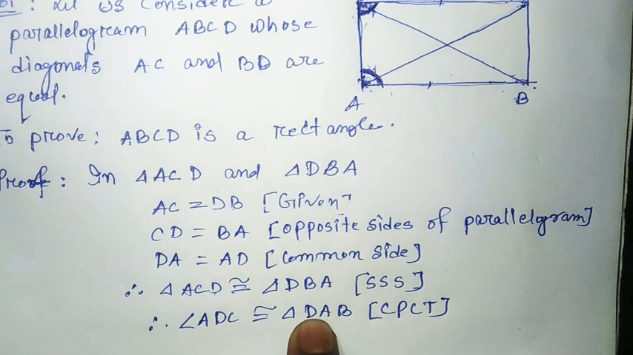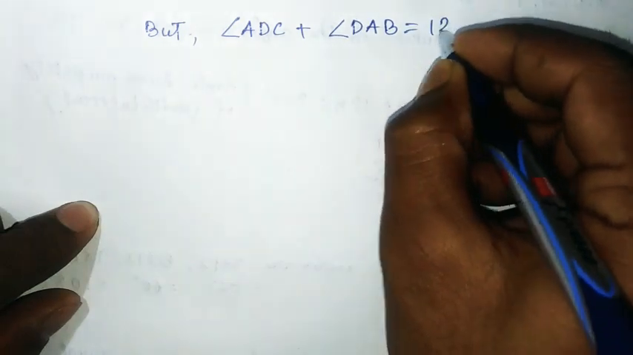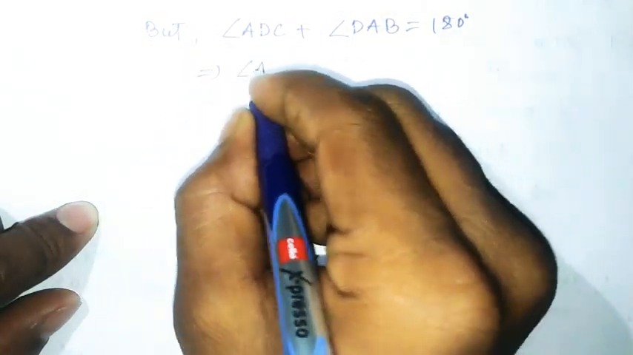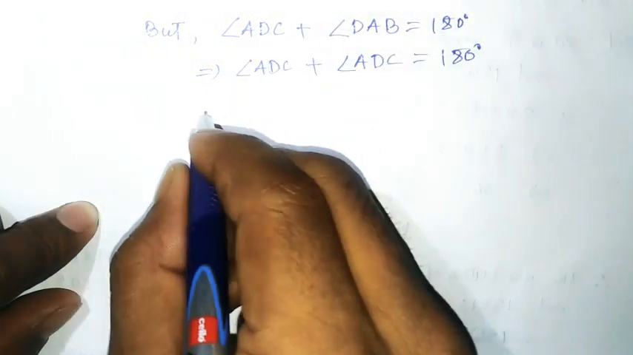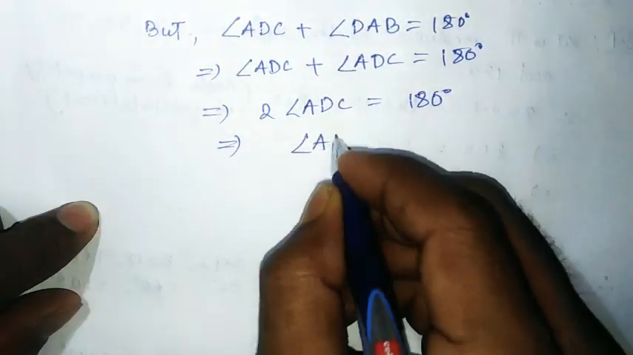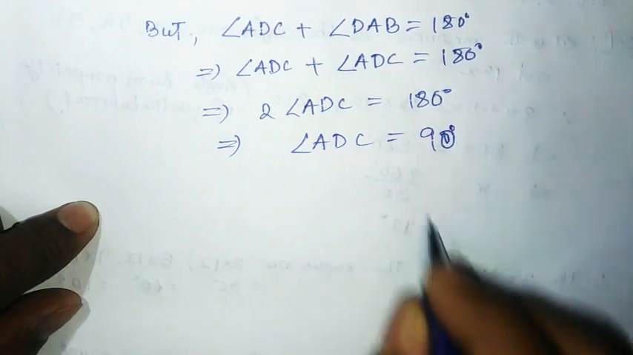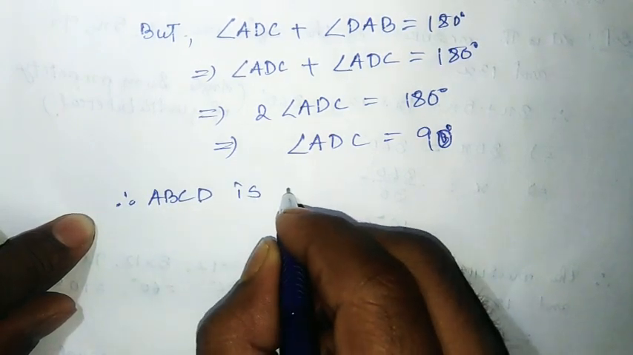Again, the sum of these two angles is what? 180 degree. So let's write, but what can we write? We can write one thing: angle ADC plus angle DAB is 180 degree. Again, these two angles are equal. In place of DAB, it remains the same, this one can be written as ADC, because they are equal. So twice ADC is 180 degree. So ADC will be 90 degree. Since one angle becomes 90 degree, it is a rectangle. Therefore ABCD is a rectangle.